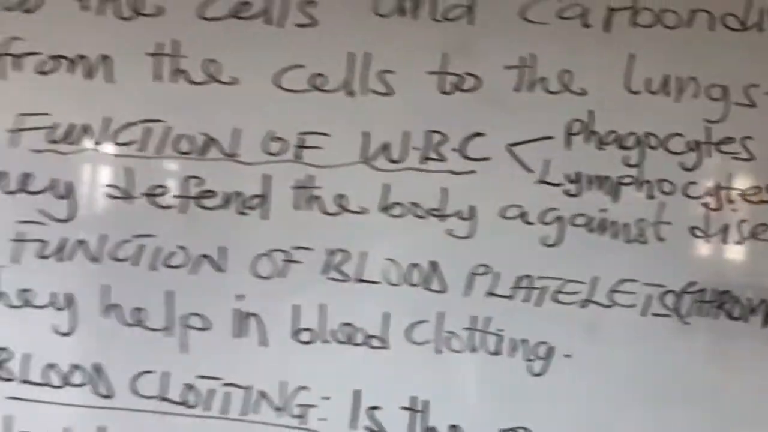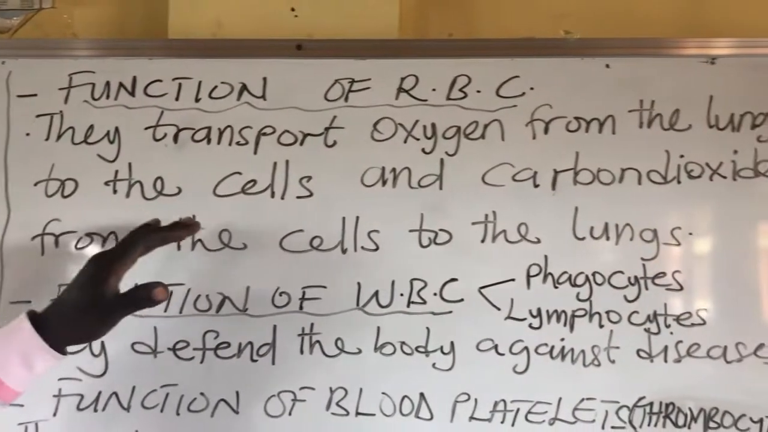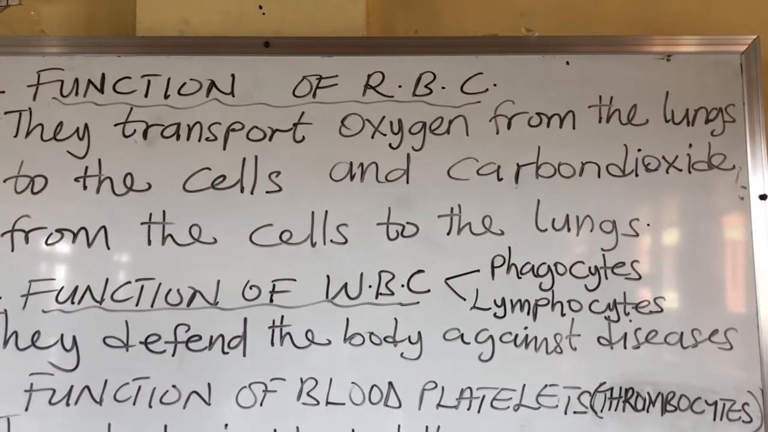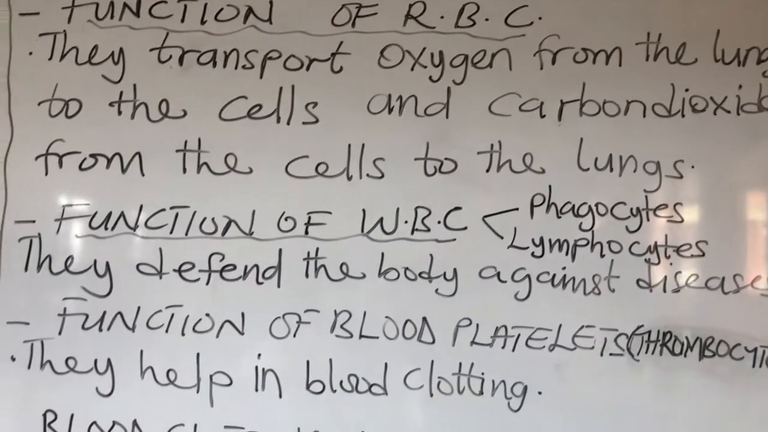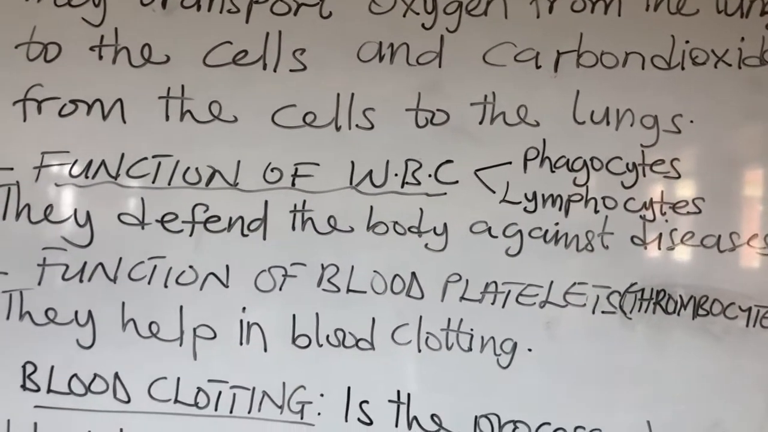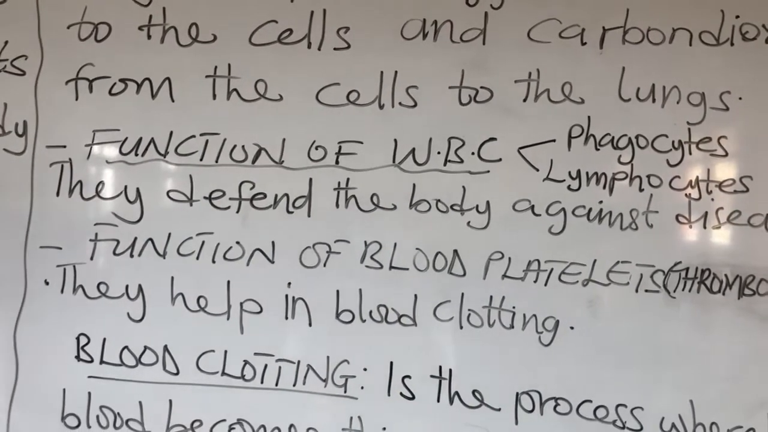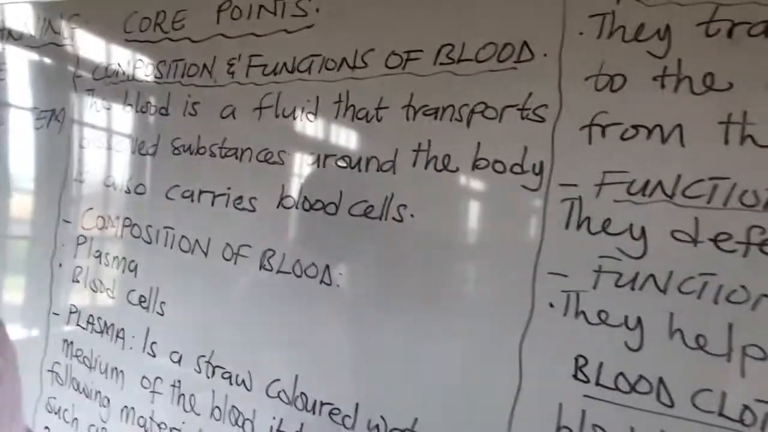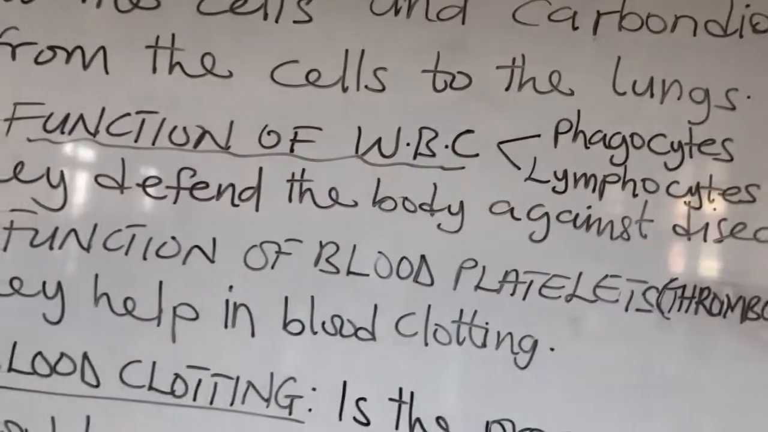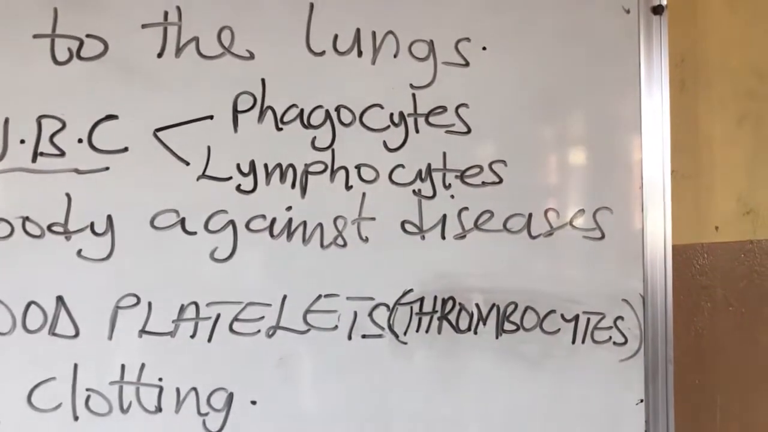So that is the main function of red blood cells. It transports oxygen from the lungs to the cells and also carbon dioxide from the cells to the lungs. Now let's talk about the function of the white blood cell. As I told you earlier on, the white blood cells are made up of two components, which are the phagocytes and the lymphocytes.